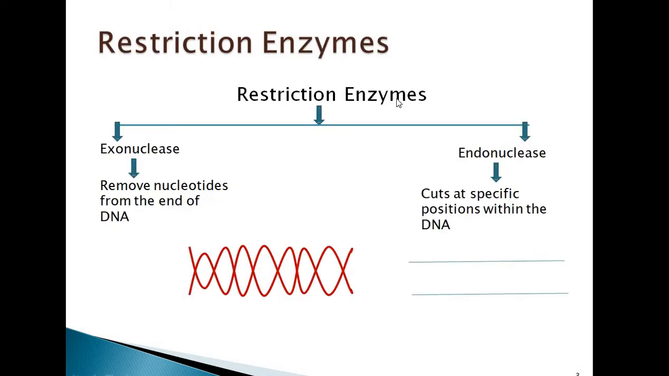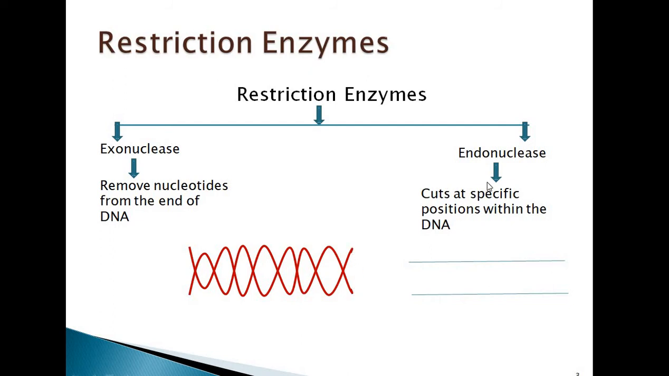There are two types of restriction enzyme, exonuclease as well as endonuclease. What is the main difference between them? The exonuclease restriction enzyme will remove nucleotides from the end of the DNA. It means that if this is a strand of the DNA, it would cut from the end like this.